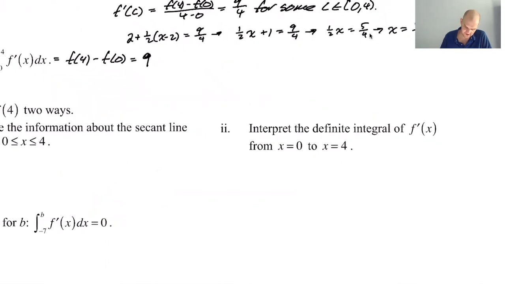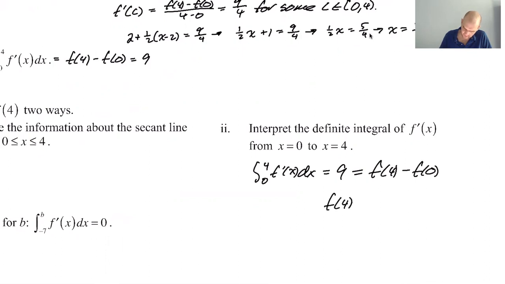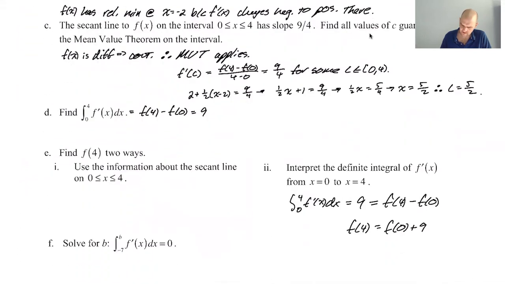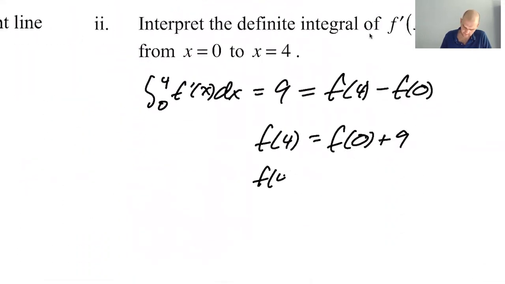I'm going to do this one first. So I know that f of 4, well, okay. I know that the integral from 0 to 4 of f prime of x dx was equal to 9, which is f of 4 minus f of 0. So f of 4 is going to be f of 0 plus 9. And then f of 0, I assume, was given. F of 0 is -2. That was given. Okay, so f of 4 is -2 plus 9 is 7.